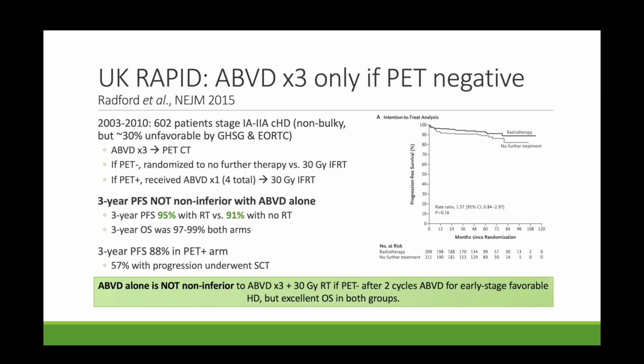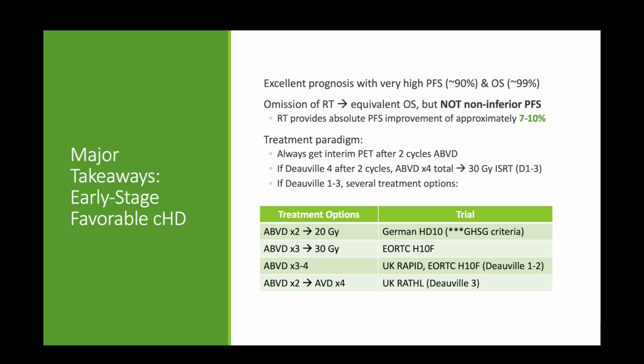However, we know that they have excellent overall survival, and that is because there are good salvage options. And the PFS in UK RAPID was actually fairly good in both arms, so 91% with the omission of radiation versus 95% with radiation. So I think the major takeaways for early stage favorable classical Hodgkin disease: it has a very excellent prognosis with a progression-free survival of somewhere around 90% and an overall survival of probably somewhere around 99%. So these patients do very, very well, and they have a lot of treatment options.